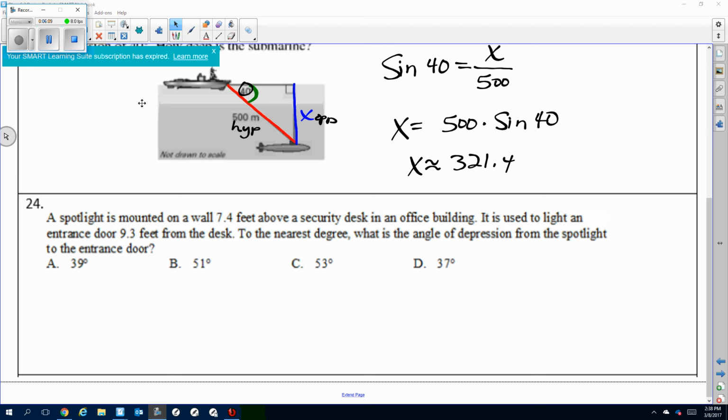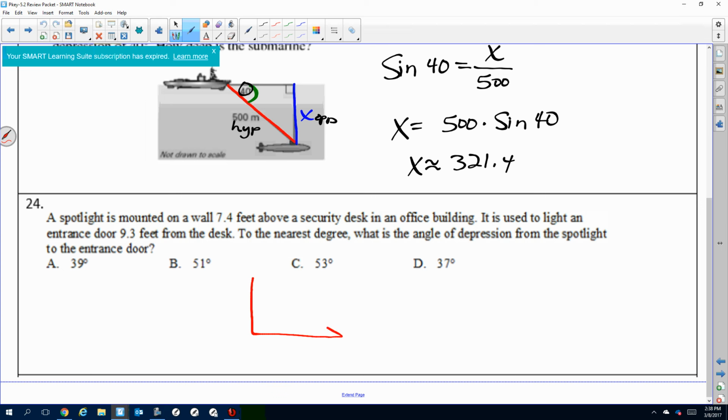Here's your clue. Always draw a right triangle for our problems for this section. It doesn't have to be to scale, but it needs to be a right triangle. Put that right angle, and then label based on what's given. It says the spotlight is mounted on the wall 7.4 feet above the desk. Above the desk will be over here.